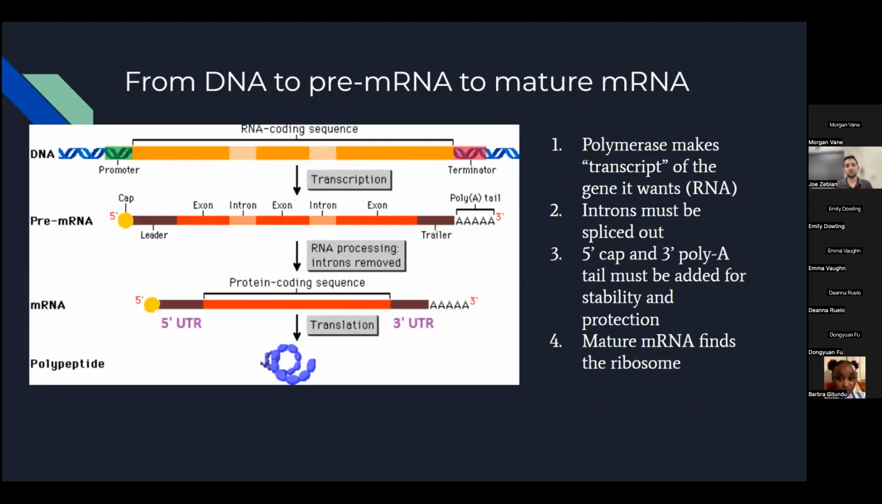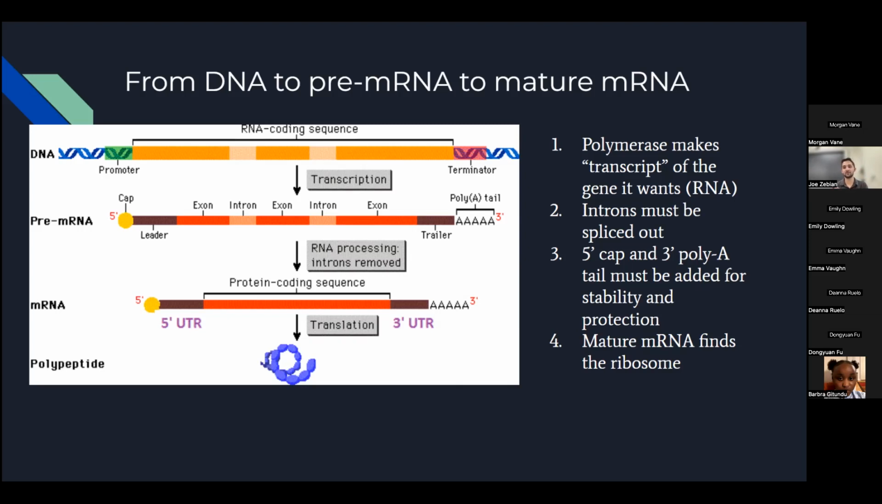Okay, so from DNA to pre-mRNA to mature mRNA, this is the process of transcription through translation. First, RNA polymerase makes the transcript of the gene that is being coded for in the DNA. This becomes a pre-mRNA. Before it is exported to the cytoplasm, where it can interact with the ribosome and be translated into a protein, it must undergo post-transcriptional modifications.